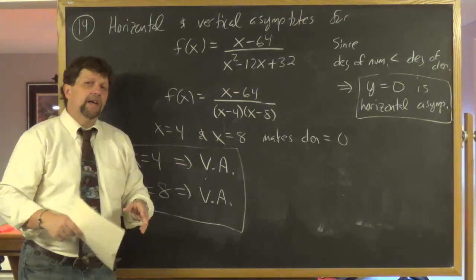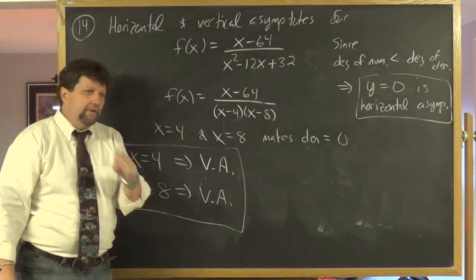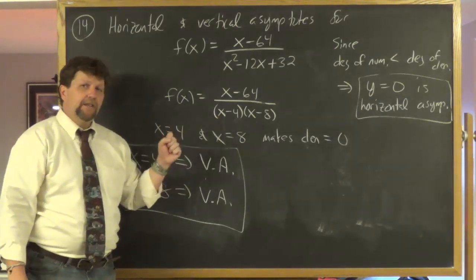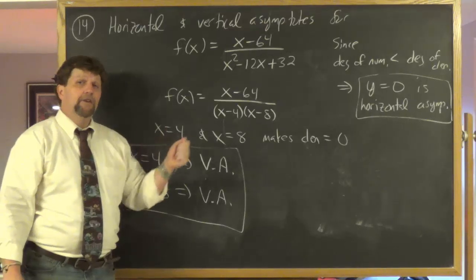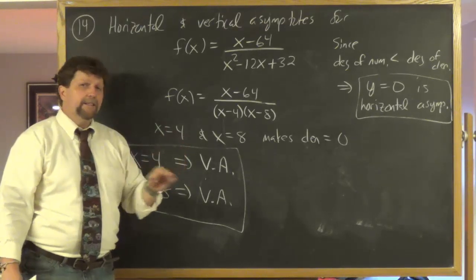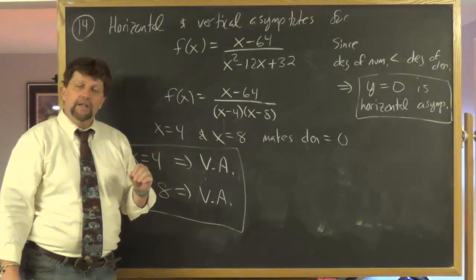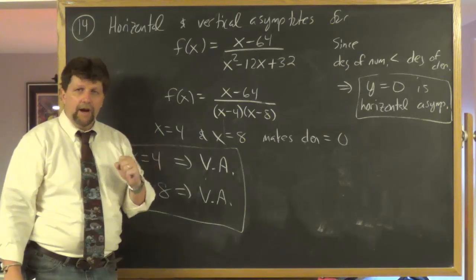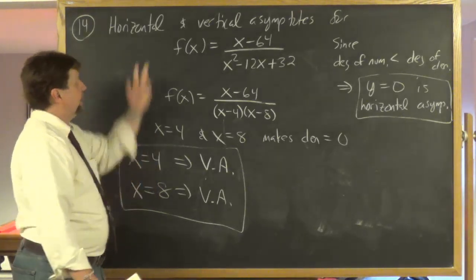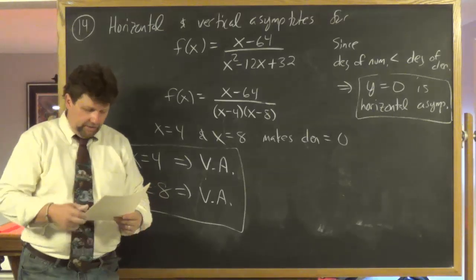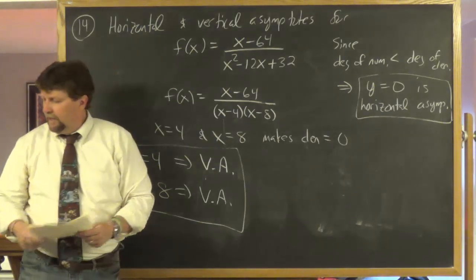And then to finish this up, remember, if you find a value of x that makes the denominator 0 and it also makes the numerator 0, that's not a vertical asymptote. That's going to give you what's called a hole in the graph. But here you were just asked to identify horizontal and vertical asymptotes.